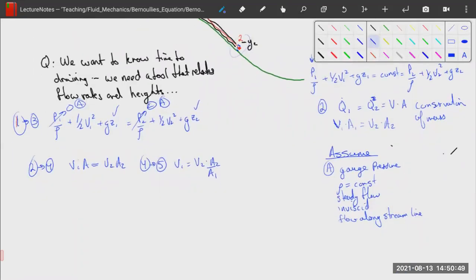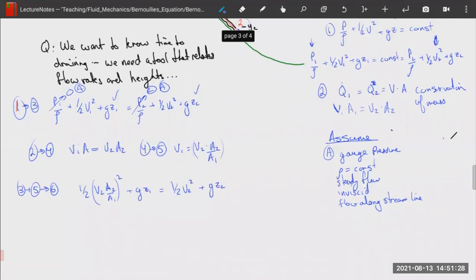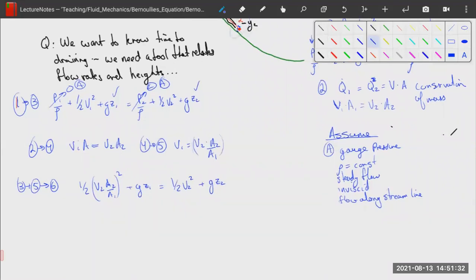So we're going to do 3 plus 5 into equation 6, and we end up getting that 1/2 times this quantity squared here, which would be V2A2 over A1 squared, plus GZ1 is equal to 1/2 V2 squared plus GZ2. So we can now solve for V2, right?